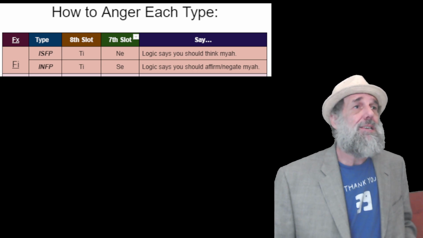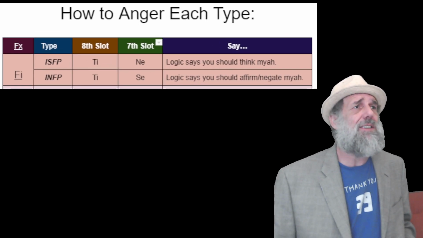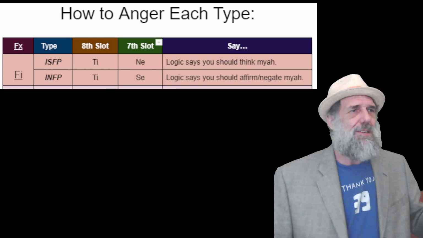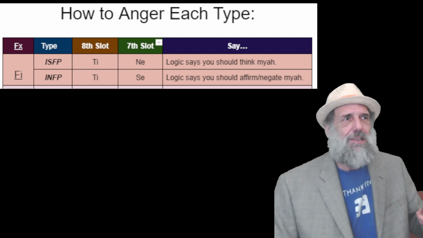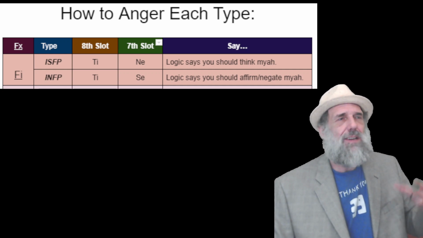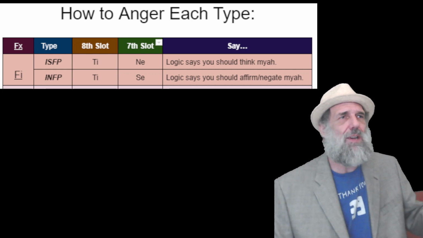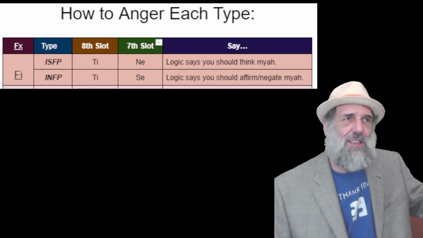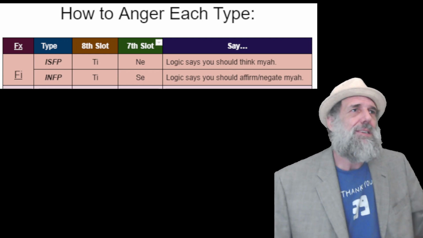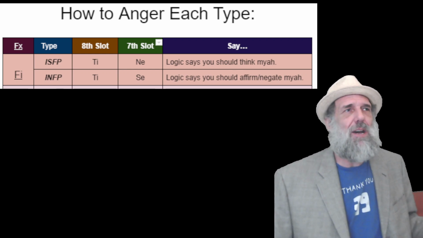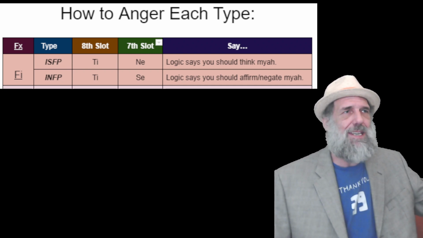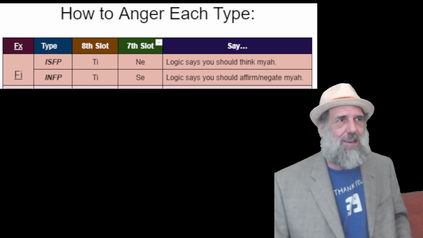FI as a function. First function, you got your ISFPs, your INFPs. The thing about the angry thing is it comes out of the 8th slot and the 7th slot and their relation with your dominant. So for the ISFP, their 8th slot is TI. So if you want to piss them off, you push on their 8th slot. You say, well, logic says that you should think or do meow. And then, of course, the reason it pisses them off is because it compels them to then turn to their 7th slot, polar NE, to come up with reasons to contradict that.